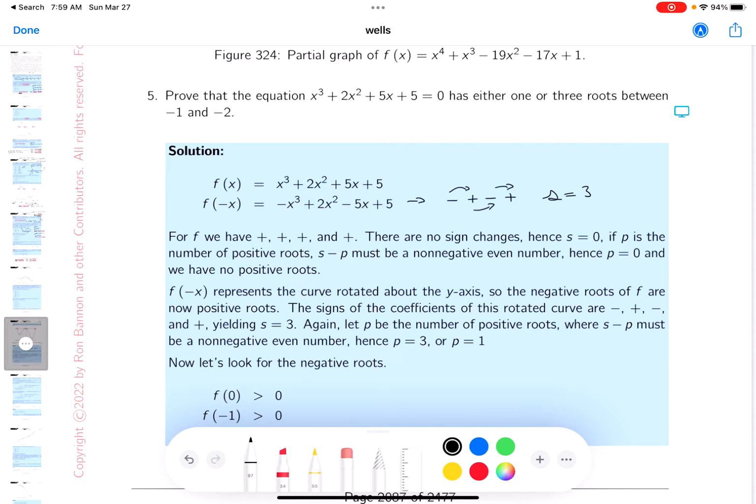Now what do we know? We know that S minus P must be a non-negative even integer. So what could P be? Well, P could be 1, right? Because 3 minus 1 is 2, that's certainly a positive even integer. And it could be 3. I should say non-negative. P is 3.